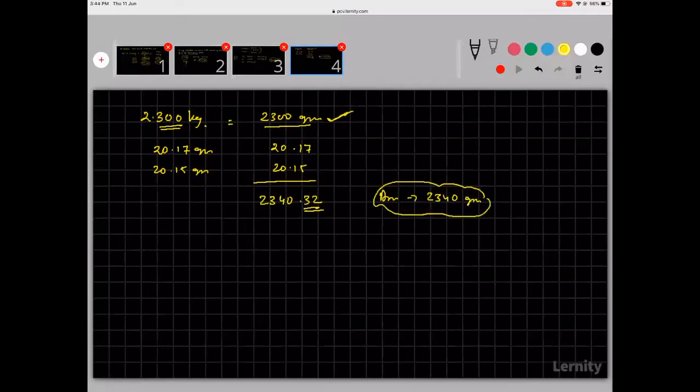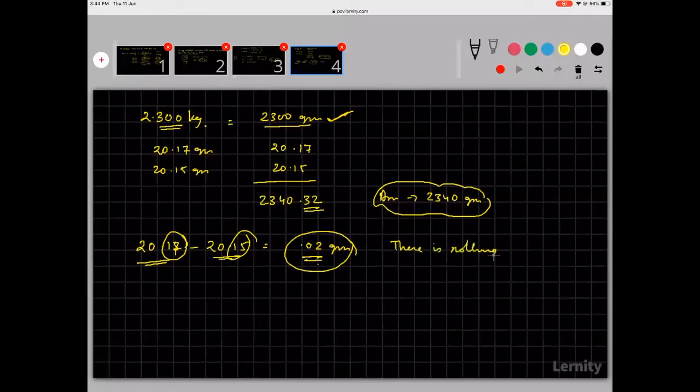There is nothing else. Then the next one is 20.17 minus 20.15, which will be 0.02 grams. Both of them are to the same level of significance, so they are equally precise. Because they are equally precise, my answer is 0.02 grams. And there is nothing wrong in what I am saying.